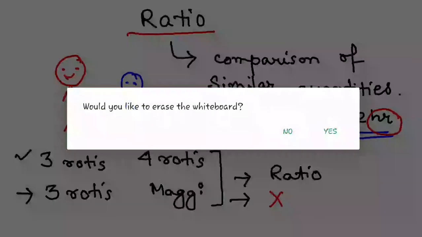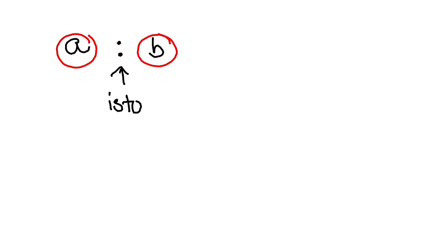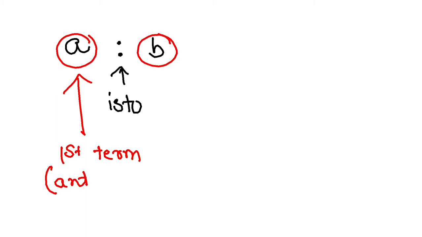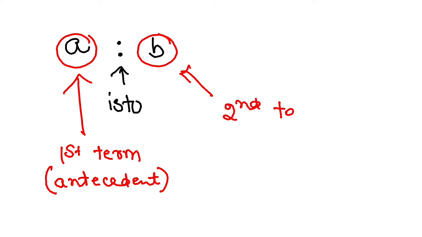Now let us learn a few more basics. How do you write a ratio? We are going to write a ratio like this: A is to B. This is read as A is to B. So how many terms have I written over here? 2, A and B. The first term, obviously you can call it first term, but the more proper term is antecedent. This B is of course your second term, but the more proper term is consequent.